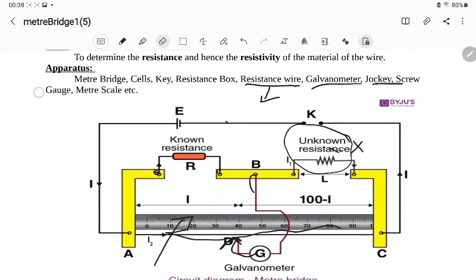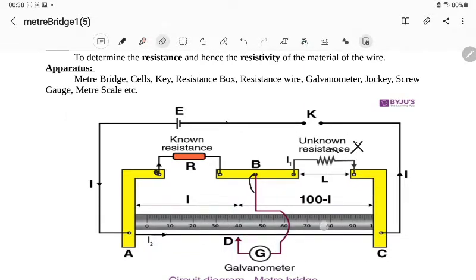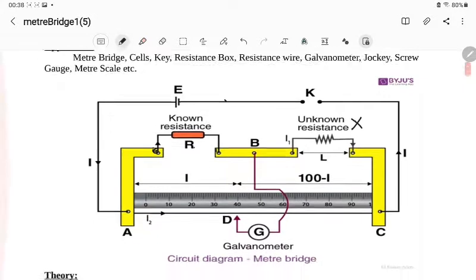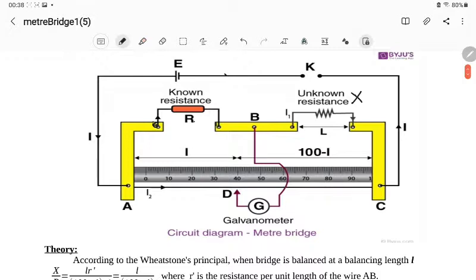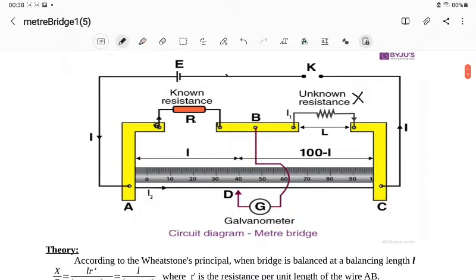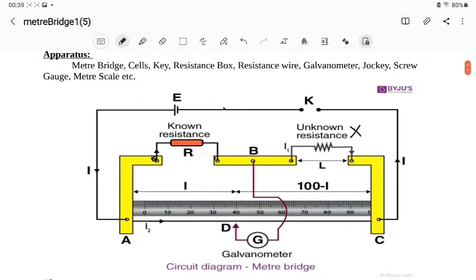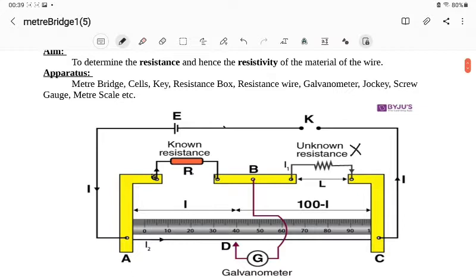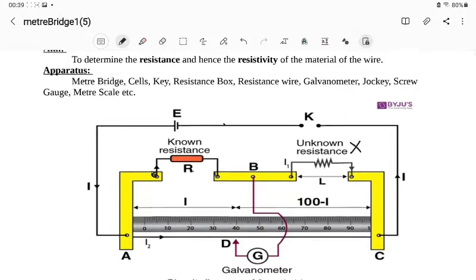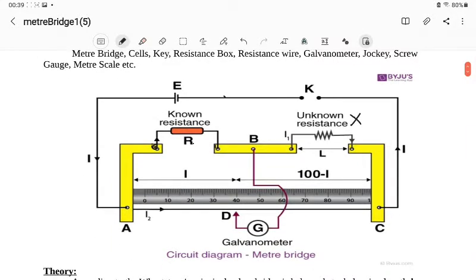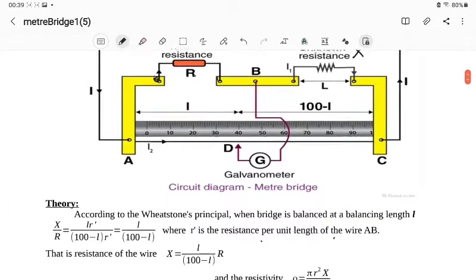So first you have to set up your apparatus like this by connecting. So this one is unknown resistance X. First set up the apparatus by connecting all the cells, key, galvanometer, resistance box, resistance wire, extra.